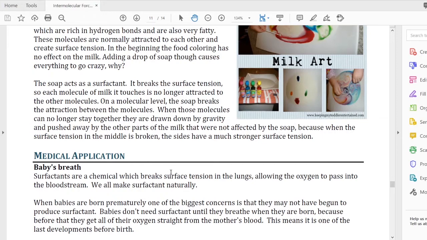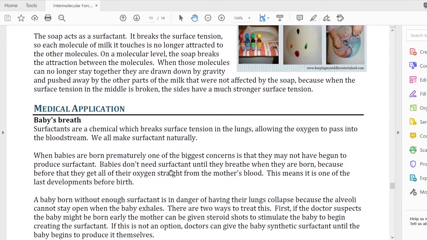When babies are born prematurely, one of the biggest concerns is that they may not have begun to produce surfactant, because we don't want them to produce surfactant when they're in the mom's womb because they're not breathing. The mom is breathing for them. They're getting the oxygen through the umbilical cord, okay? And babies don't need surfactant until they're born. So when they're born early, they may not be making surfactant. And so they can't break that surface tension of the mucus, and they can't actually breathe. And this is one of the most dangerous things for premature babies, okay?